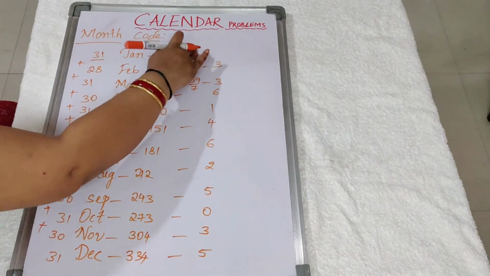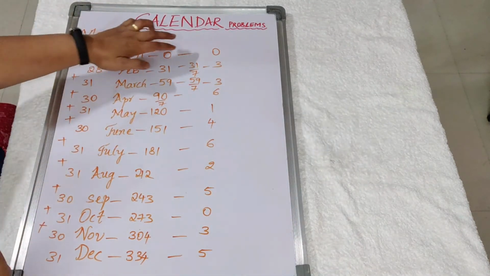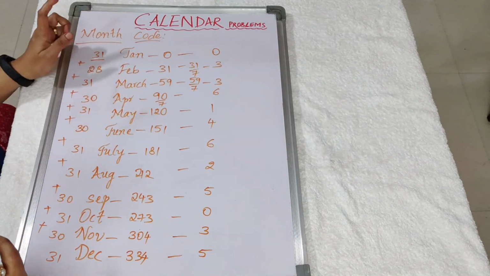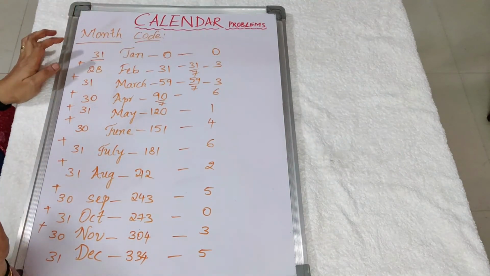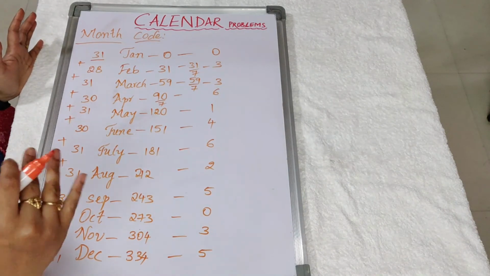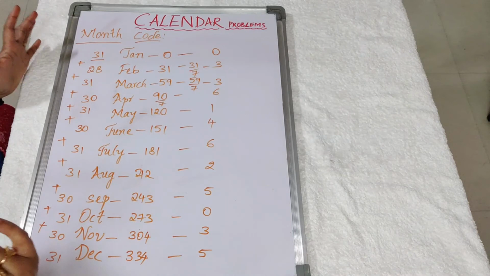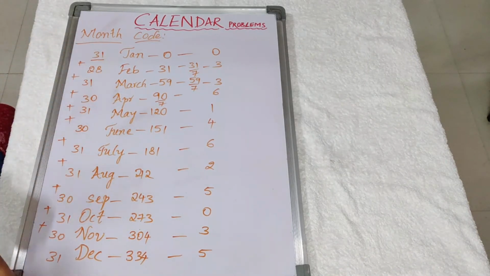So these are, let me write this also here. So these are the month codes. For January, the code is 0. February, the code is 3. March, it is 3. April 6. May 1. June 4. July 6. August 2. September 5. October 0. November 3. December 5. So these are the codes.